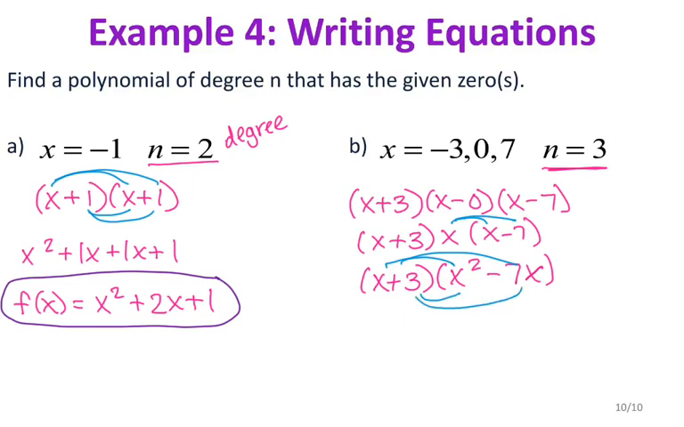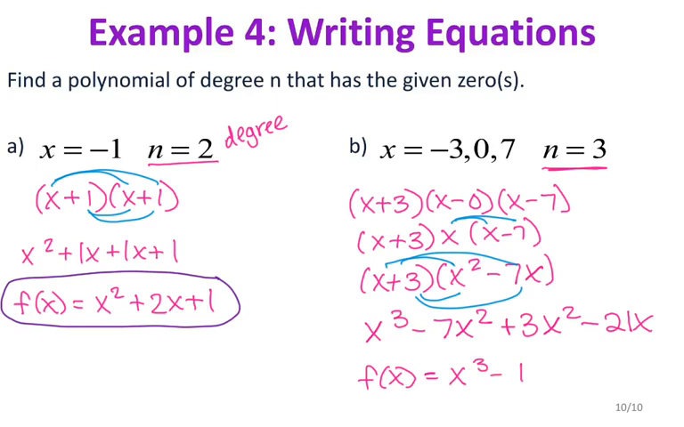these two together. So I have x cubed minus 7x squared plus 3x squared minus 21x, combine like terms, and I get f of x equals x cubed minus 4x squared minus 21x.